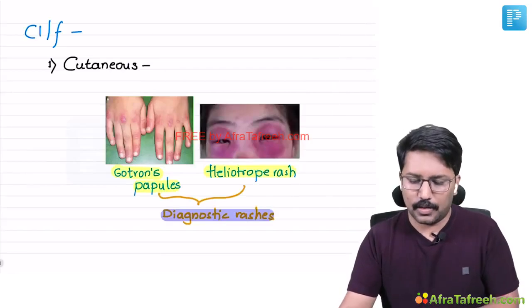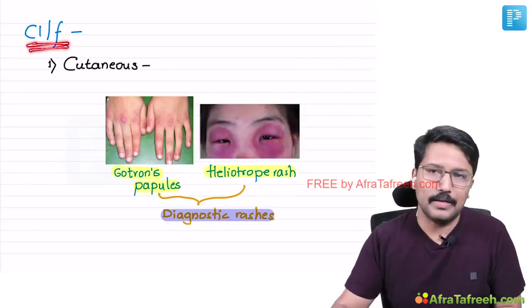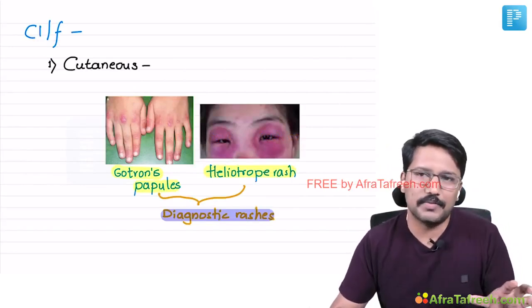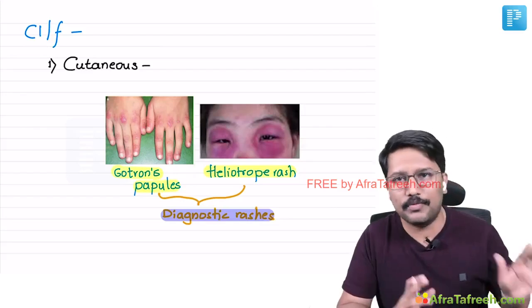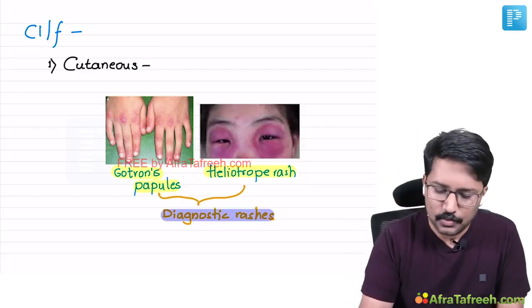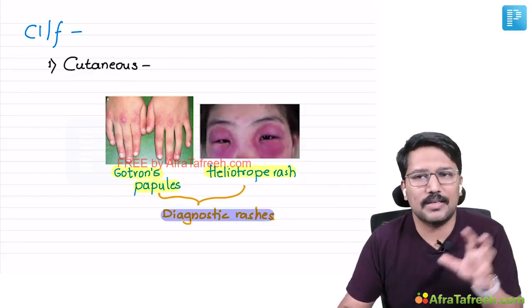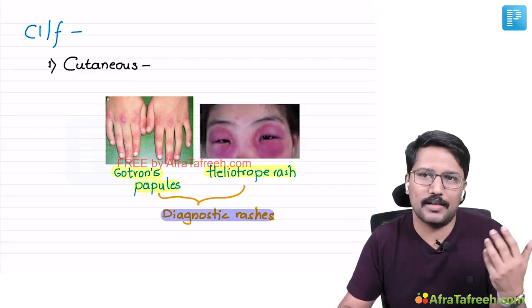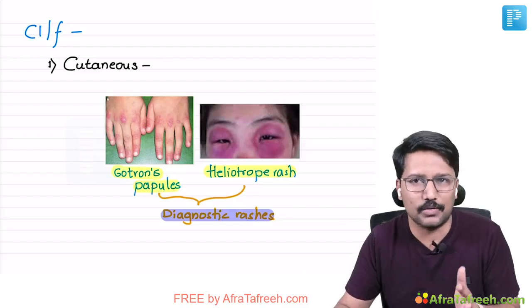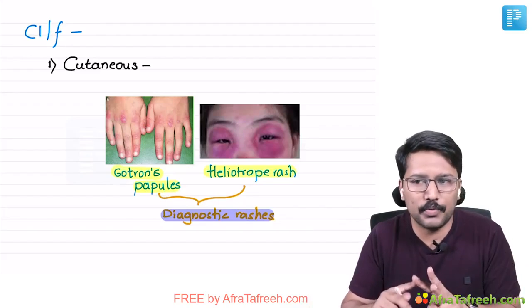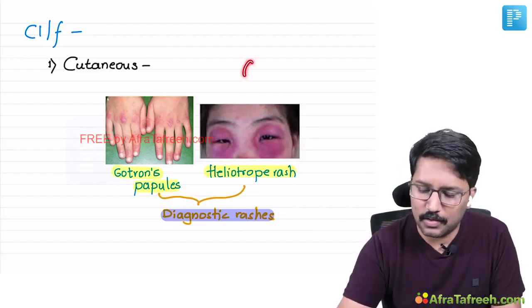Okay. Now, once we know about the antibody profile, let us talk about clinical features. The first part I'm talking about is cutaneous manifestations. Obviously, they apply only for dermatomyositis, right? So, when it comes to cutaneous manifestations, we will have certain rashes which are considered as diagnostic rashes, and we have rashes which are considered as non-diagnostic. So, when it comes to diagnostic rashes, we have three things. One is Gottron's papules, heliotrope rash, and the other one is Gottron's sign.